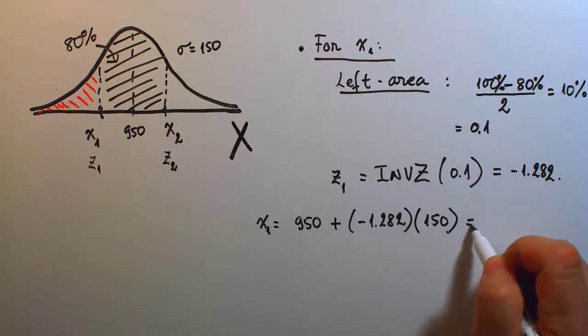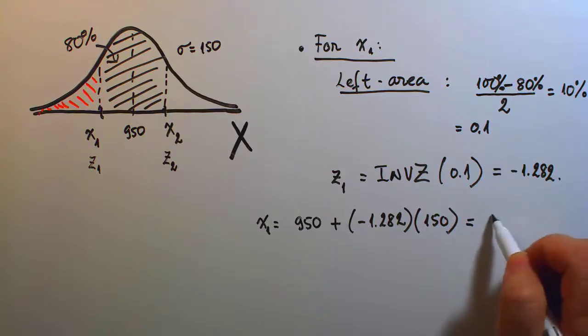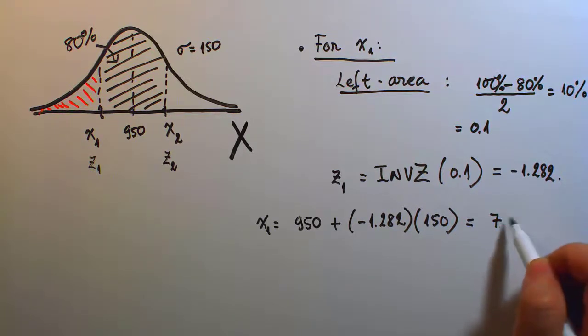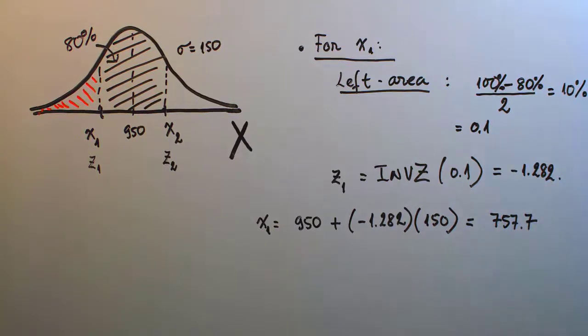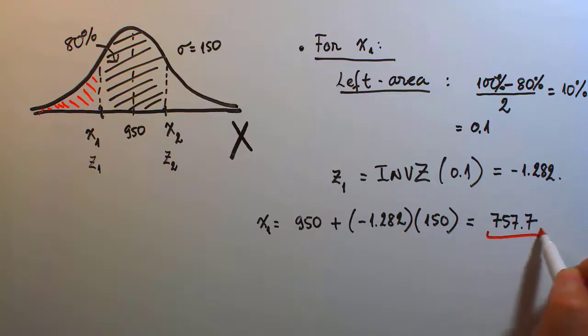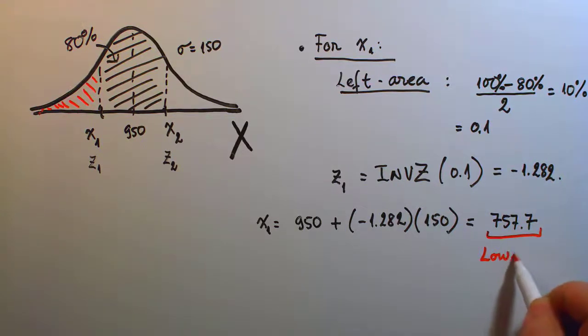My calculation comes out being 757.7. And a lot of time people refer to this as the lower cutoff, or x1.